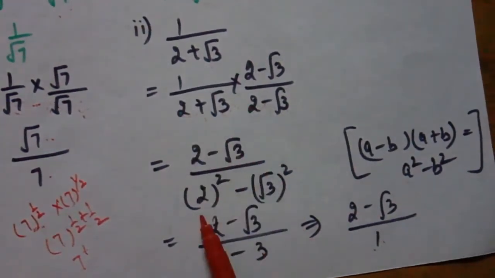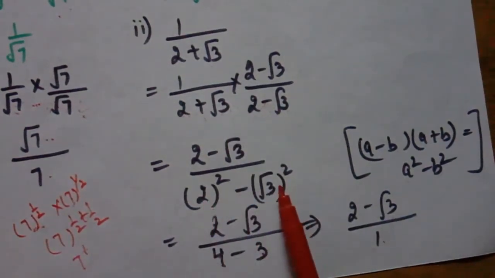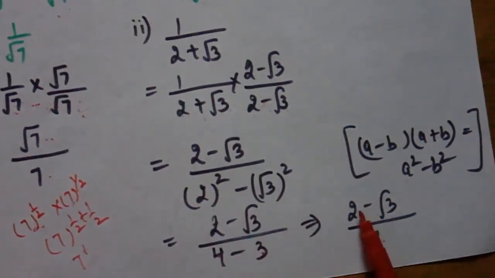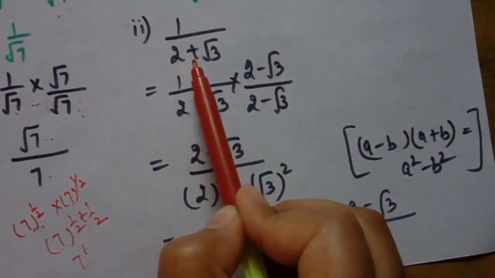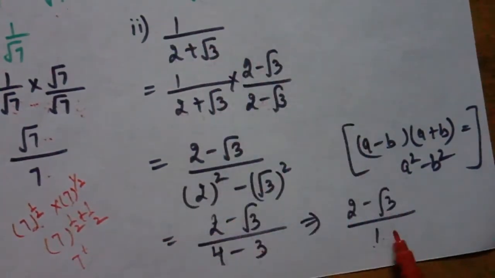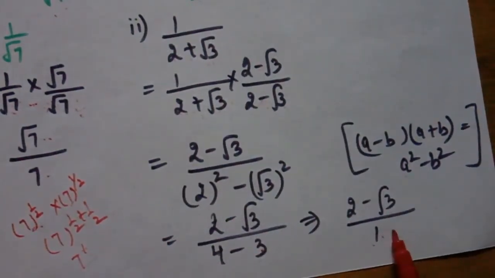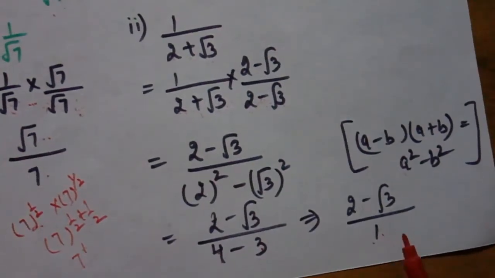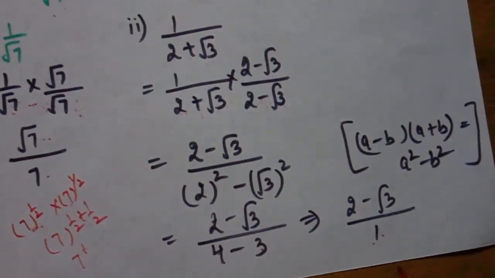A square minus b square. So 2 square is 4, root 3 square is 3. Then it becomes 2 minus root 3 upon 1. So the denominator with a square root, we changed into a normal number. So now you know how we do rationalization.